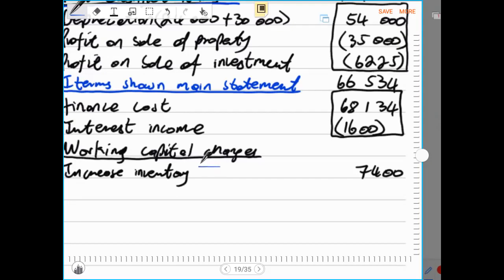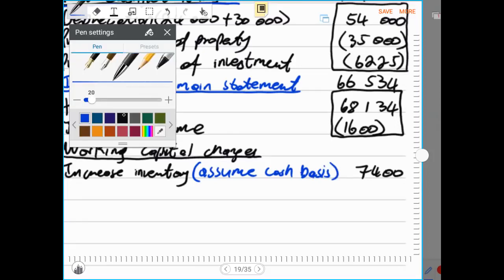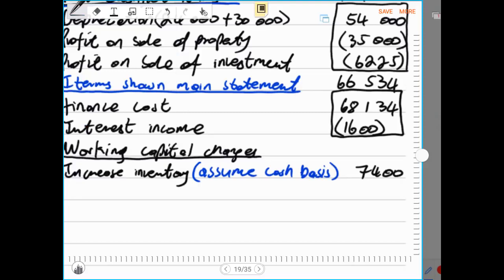And I want to bring this to your attention, and I will write brackets. Please don't write this in the exam as your workings. Under inventory, we always assume cash basis. And please don't write this in the exam. I'm just using this for the sake of you to understand this part. When I say assume cash basis, that means assume that if inventory increases, it means we bought inventory for cash. So that is the assumption.